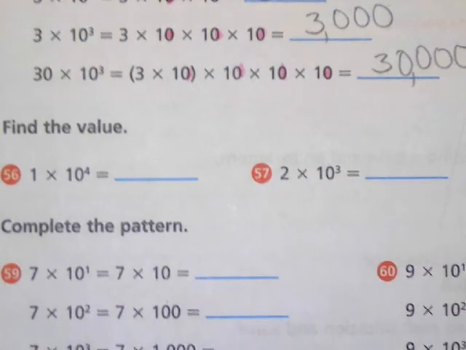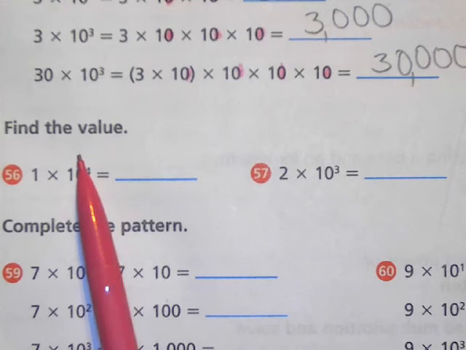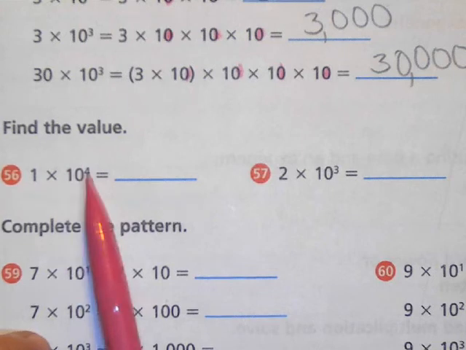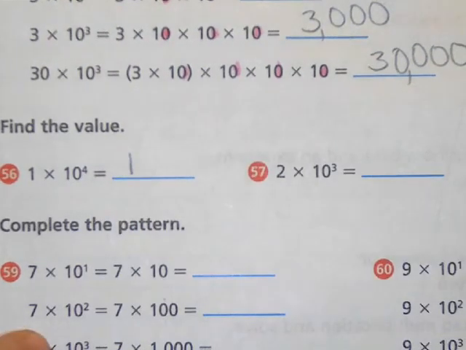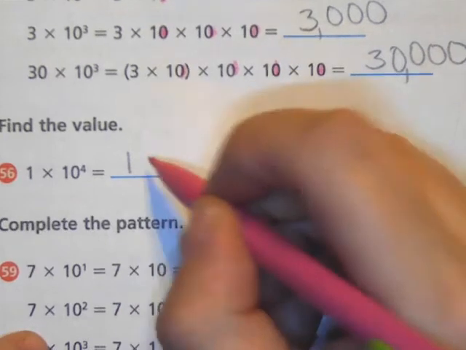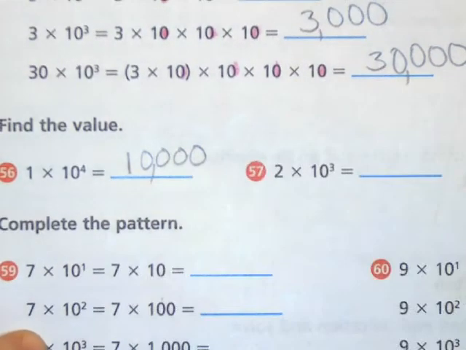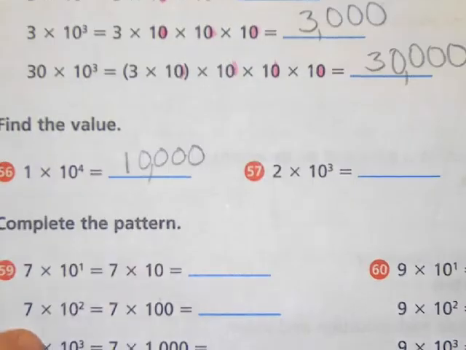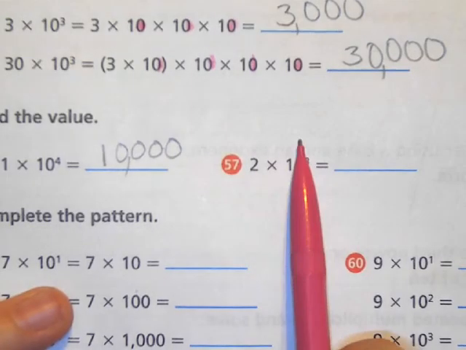Okay, on 56, 57, and 58, we're just finding the value. You don't have to write out what it means or what it stands for. You're just going to find the value. So remember, you just cover up zeros. What's 1 times 1? The answer is 1. And then it should have 4 zeros. So there's the 1. And now it needs 4 zeros. And just make sure you put the comma where it belongs.